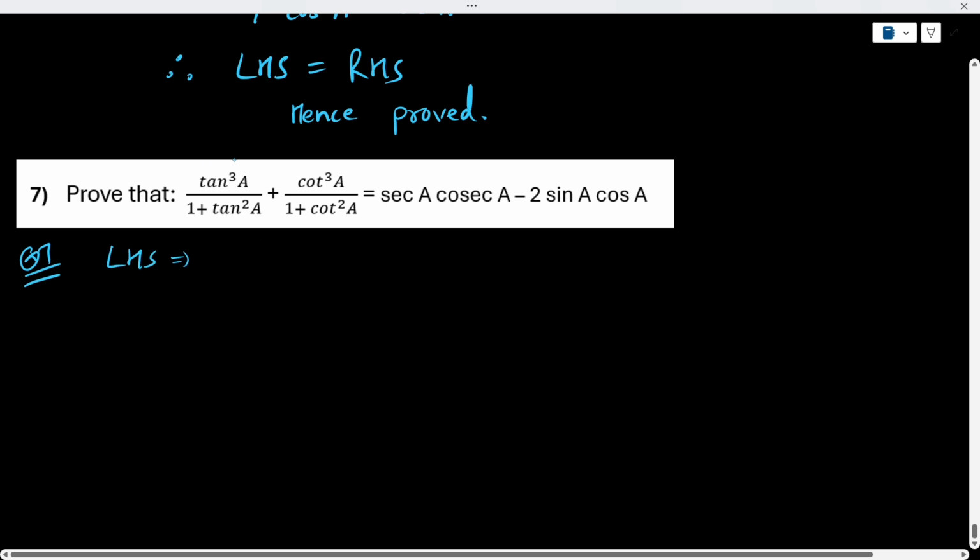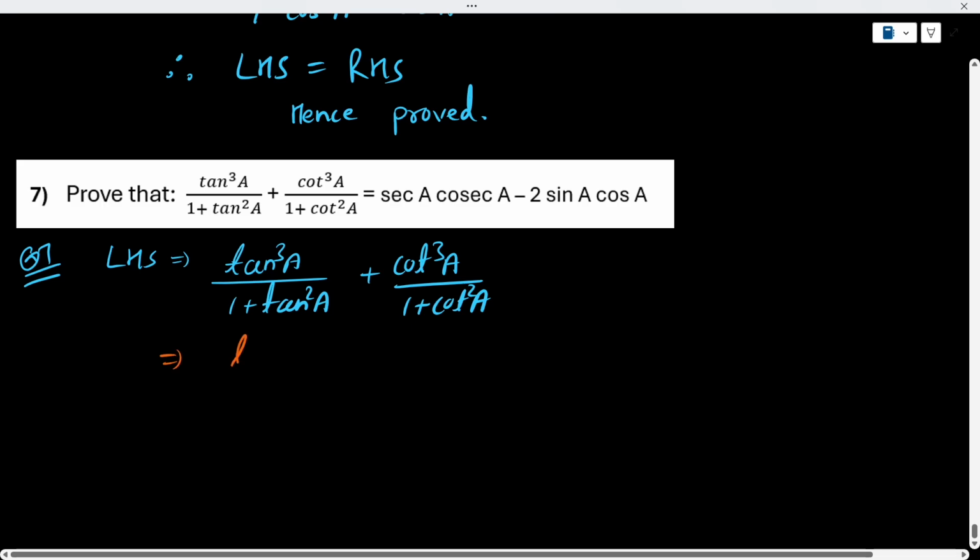I can use here the a cube plus b cube identity, but if you see here, the denominators are not the same. So let us first take the left hand side: tan cube A by 1 plus tan square A, plus cot cube A by 1 plus cot square A. Right, so first let us start using the identity. What is the identity I can use here?